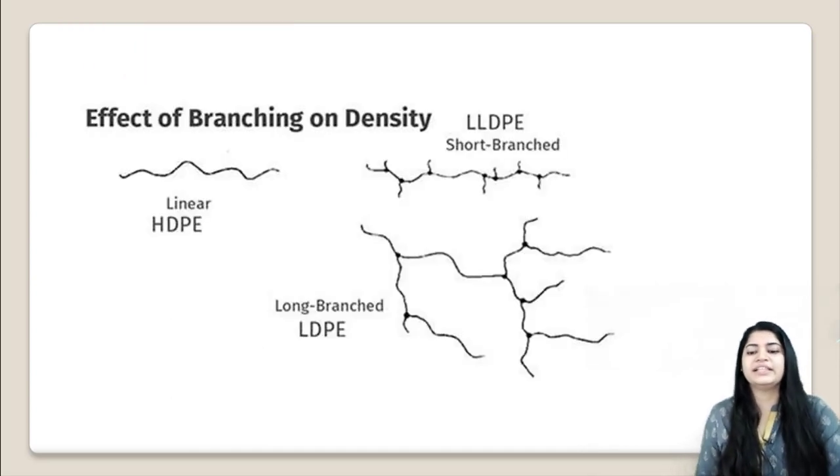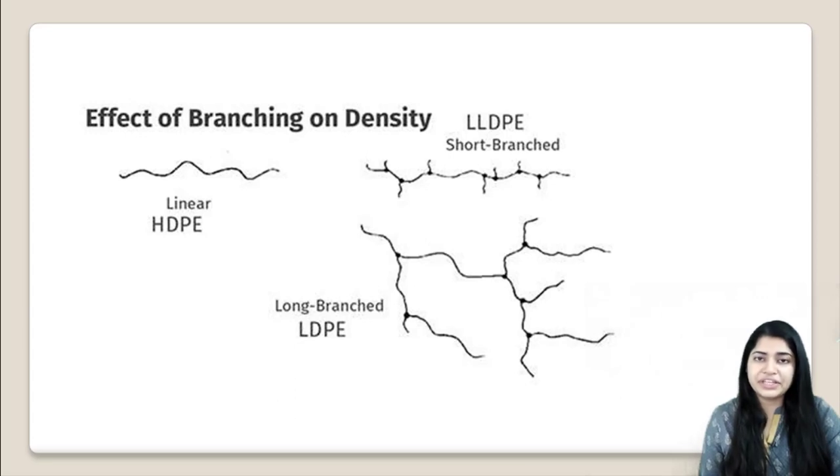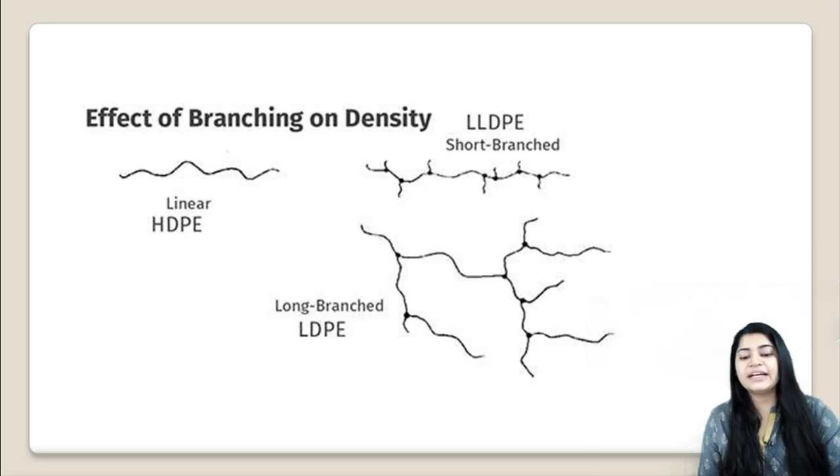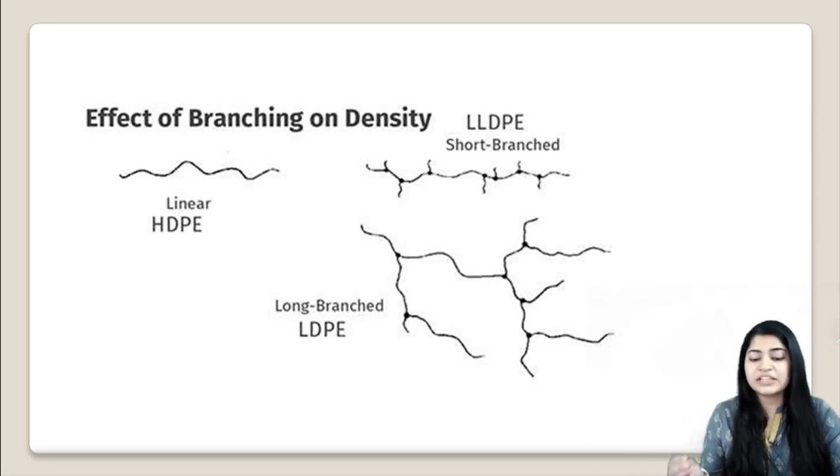Here you can see the difference between these three types of polythene. HDPE is generally linear, with very little branching. Whereas in LLDPE, short branching is there and it is linear. But in LDPE, the branching is very long, and linearity is very less. So these are the differences in the different kinds of polythene.